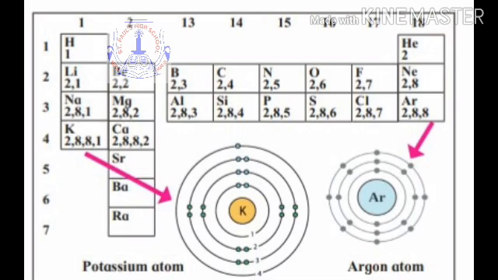Now come to the 13th group. In the 13th group example, we start with boron. It has atomic number 5. So the configuration is 2 electrons in the first orbit, and the 3 electrons go in the next orbit. Aluminium is 2,8,3 and so on. You find there are 3 valence electrons in these elements. Therefore they will give away 3 electrons and become positive ions, and therefore valency is 3.